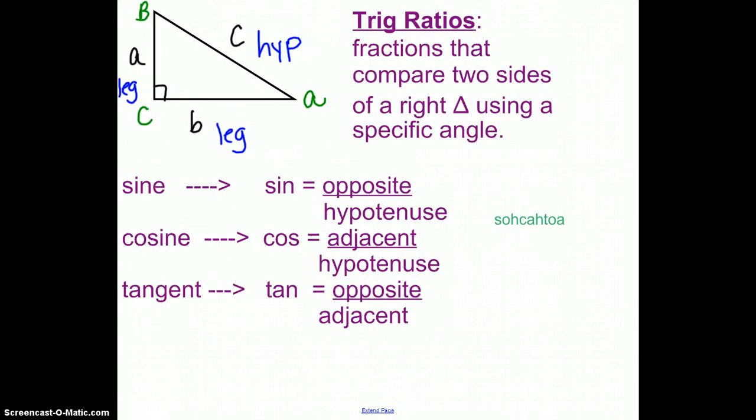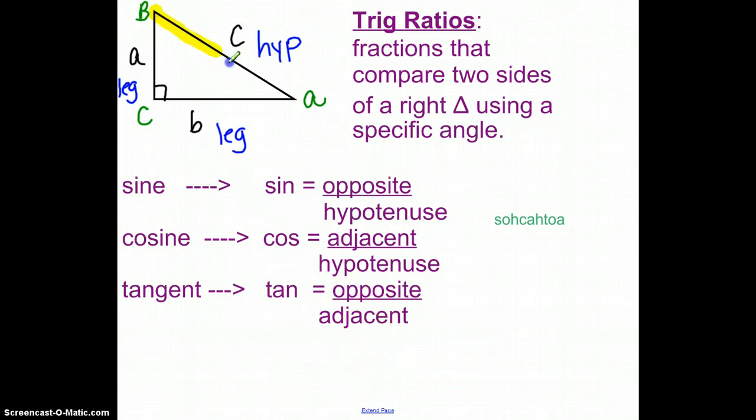So first of all, we're going to start out with just some basic ideas of what trig ratios are about. First of all, if they're a ratio, they have to compare two sides and be a fraction. So when I deal with sine, sine is going to be opposite over hypotenuse. Cosine is going to be adjacent over hypotenuse, and tangent is going to be opposite over adjacent.